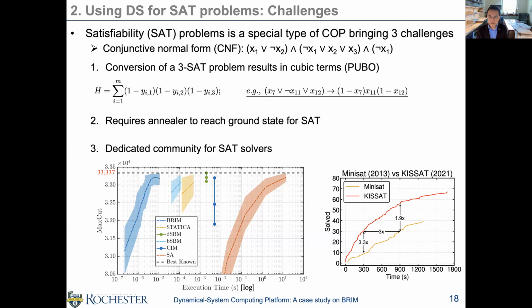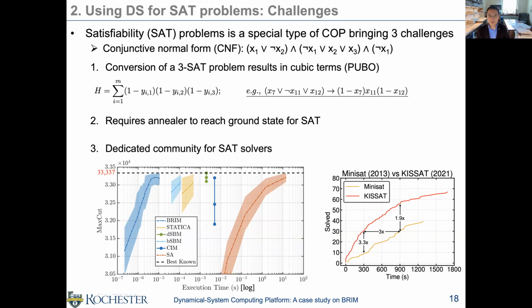The challenge is, let's take satisfiability as the problem. Technically, it's a COP, a combinatorial optimization problem. But this particular one has 3 challenges beyond, let's say, trying to solve a max cut problem. First, this is the CNF form of a 3-SAT problem, and the way you convert that to a Hamiltonian is just this formula. Here's a quick example. By the way, it's a QUBO formulation. I'm not using the Ising formulation. QUBO formulation is better for SAT, less awkward. You can clearly tell that there are 3rd-order terms. And in fact, there are so many 3rd-order terms that it is a problematic issue. So that's problem number 1.